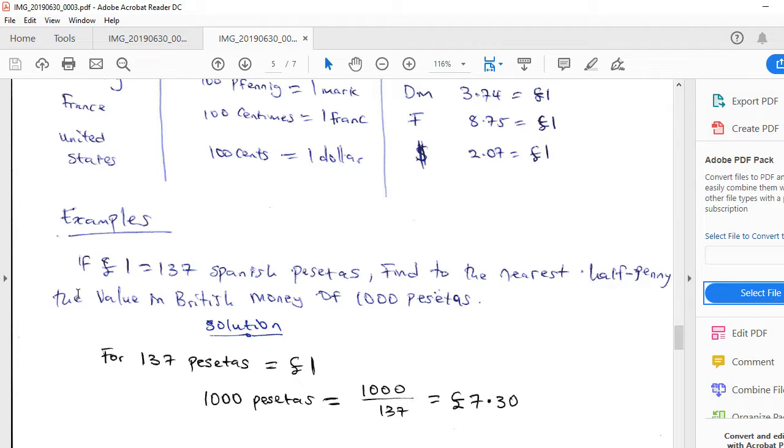The first example: if £1 costs 137 Spanish pesetas, find, to the nearest half penny, the value in British money of 1000 pesetas. For every 137 pesetas, we have £1. So for £2, we are going to have double of 137 pesetas. For £3, we are going to have triple of 137 pesetas. That's the meaning. So for 1000 pesetas, you have to divide by 137 to get the actual pound. So what I did here was 1000 over 137, which gave me 7.30 pound.